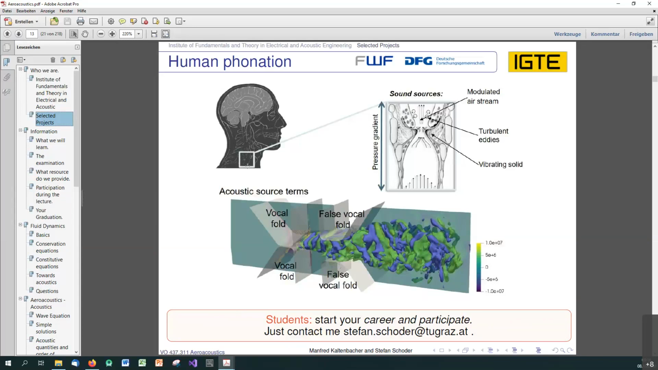Okay, then we probably start with what we learn in the course, and then a little bit about the examination, and I think afterwards we have some time for additional questions, and then we call the lecture day, and we afterwards proceed with the exercises.